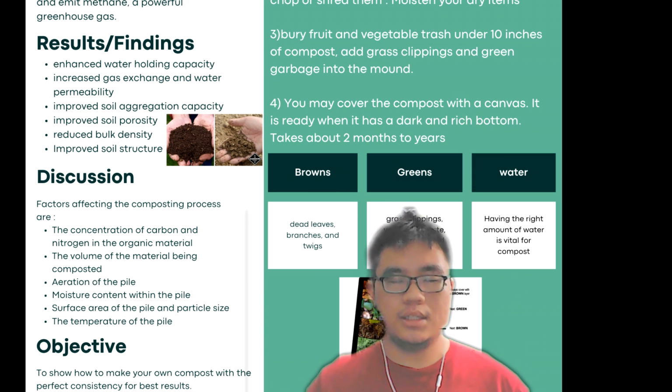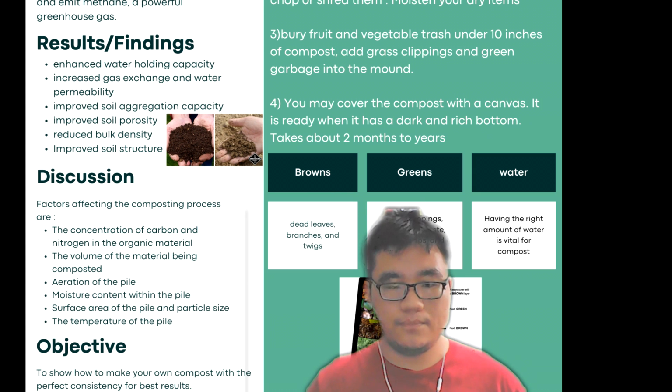However, if the concentration of nitrogen is lower than this, there is less nitrogen for the microorganisms, which can cause them to grow slower, and the composting process will become longer. Second is the volume of the material being used. If we use a large amount of material to make compost, it may take a longer time. However, if we use a lesser amount of material, it may take a shorter time to make compost.